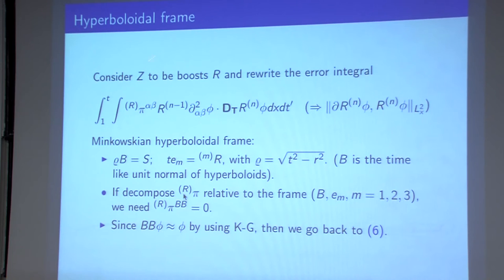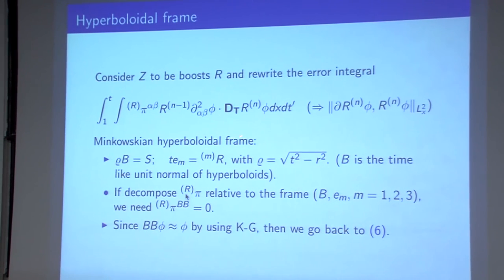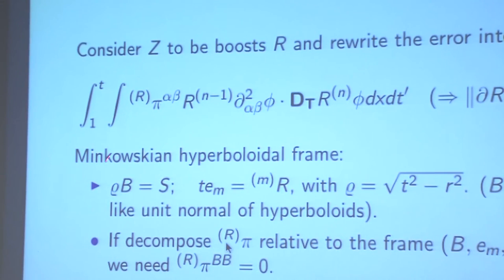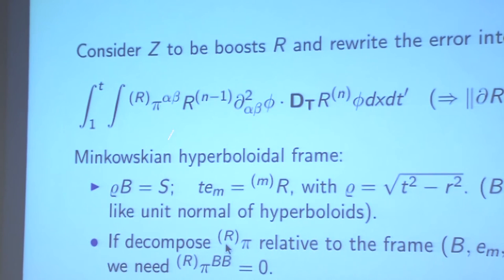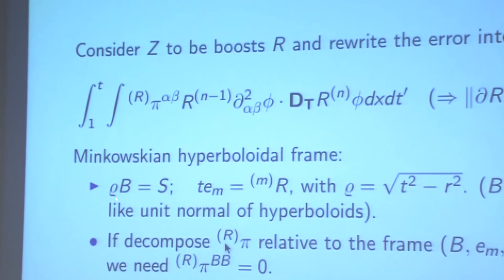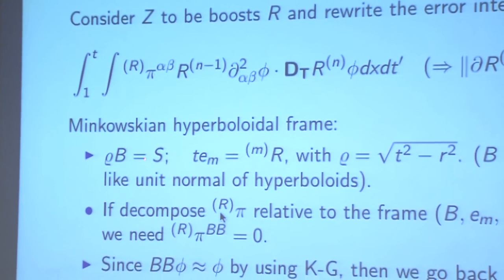You look at this, this is the deformation tensor in this Einstein massive scalar field spacetime relative to the Minkowski boost. So I rewrite the error integral for energy estimates. I'm about to run the same game, but then I decide to change the frame a bit. I need to give a split of the frame due to this hyperboloid. So let me first introduce some notation of the hyperboloid frame.